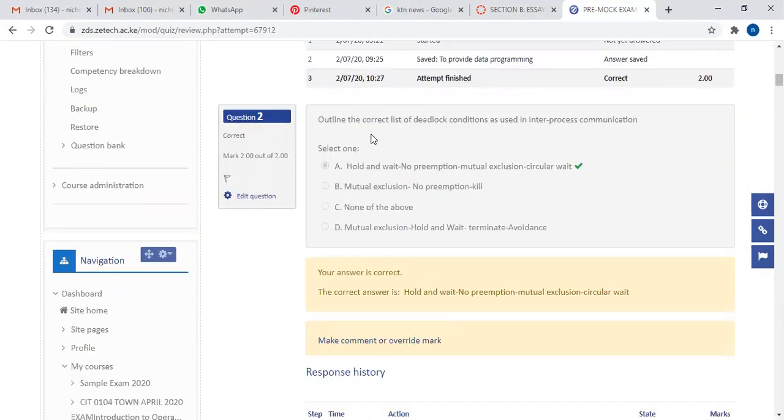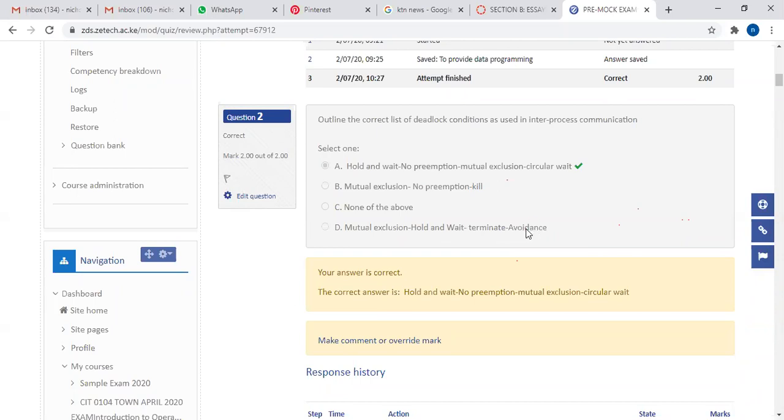The next one, outline the correct list of deadlock conditions as used in inter-process communication. So in this case, we are not looking at the process. We are looking at what we need within the conditions. And for this case, we have hold and wait, no preemption. But if you look at this, mutual exclusion, no preemption, and kill. Kill is one of the strategies that we use to reduce these conditions that we have. None of that one can work because it is the wrong answer. Mutual exclusion, hold and wait, terminate, and avoidance.